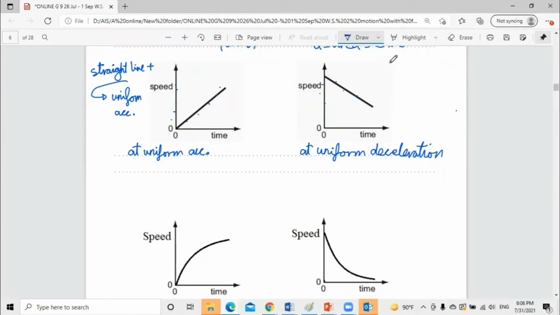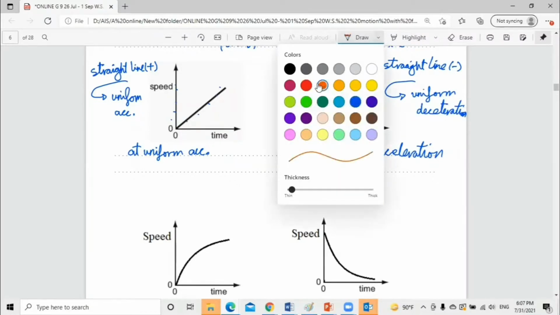معناته برضه يا شباب بدنا ننتبه لهي الشغلة إنه الستريت لاين بالنيجاتيف. هون كان positive، يعني positive gradient كان uniform acceleration. Straight line بالنيجاتيف بالسبيد تايم جراف معناته ايش؟ Deceleration أو uniform deceleration. اوكي تمام، لهلا واضحة الأمور؟ اوكي نسأل السؤالين اللي سألناهم قبل شوي.